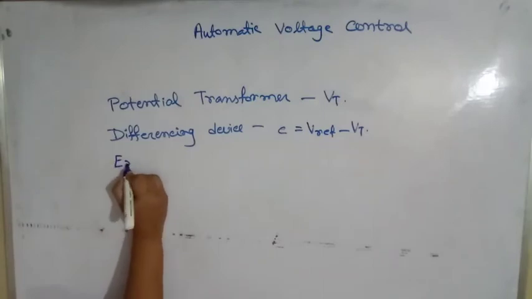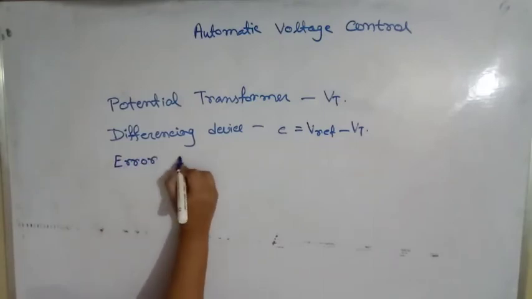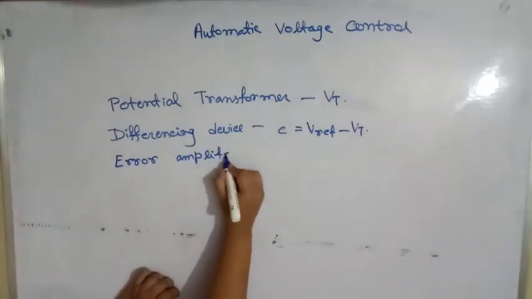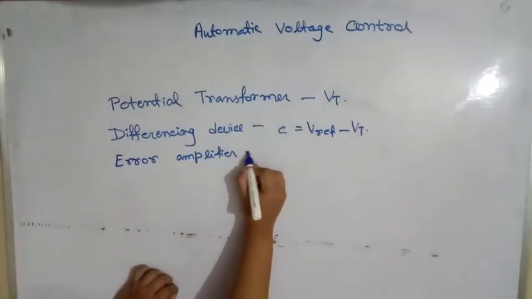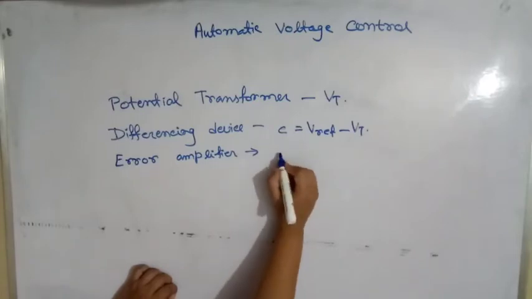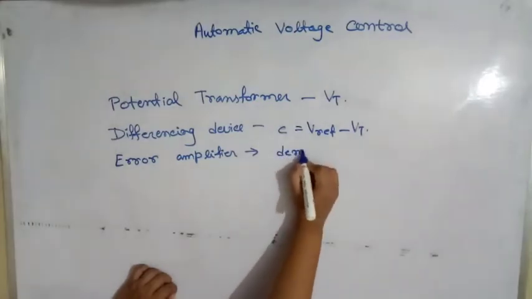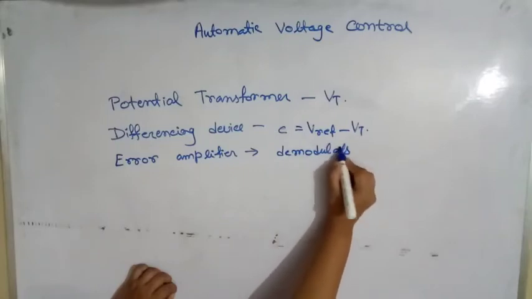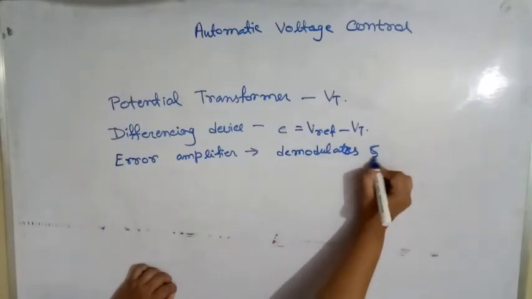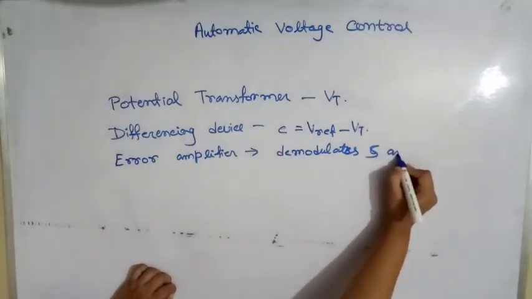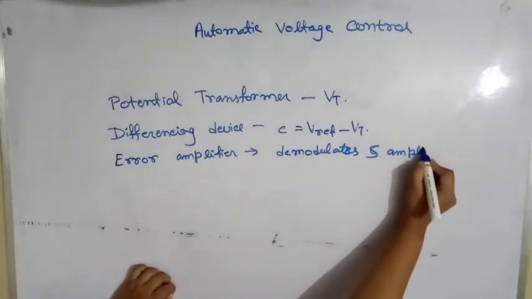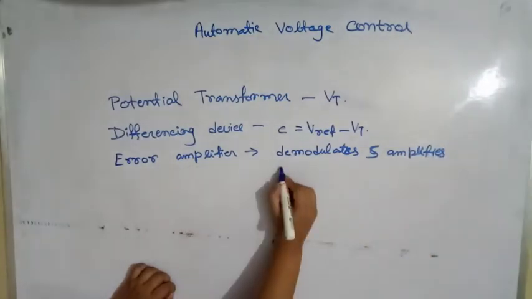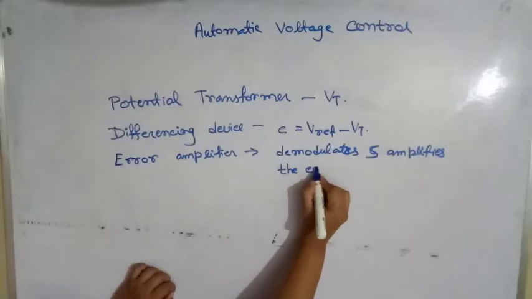So the error amplifier demodulates and amplifies the error signal.